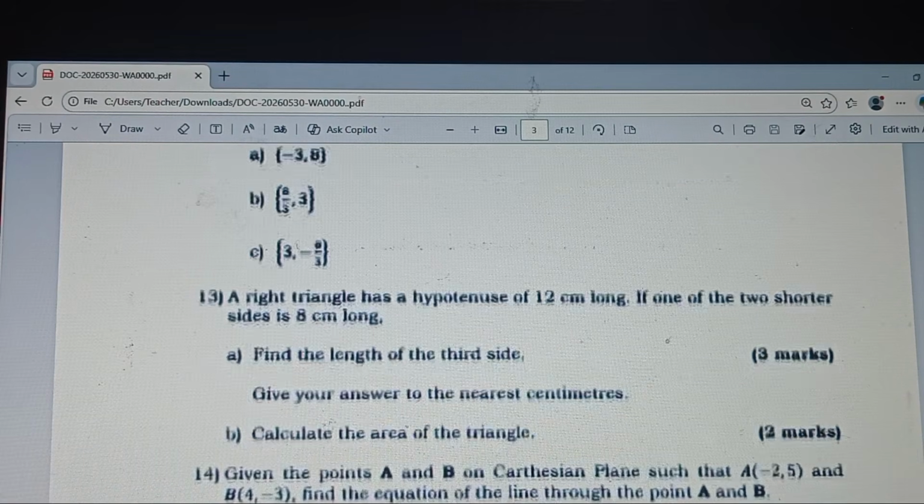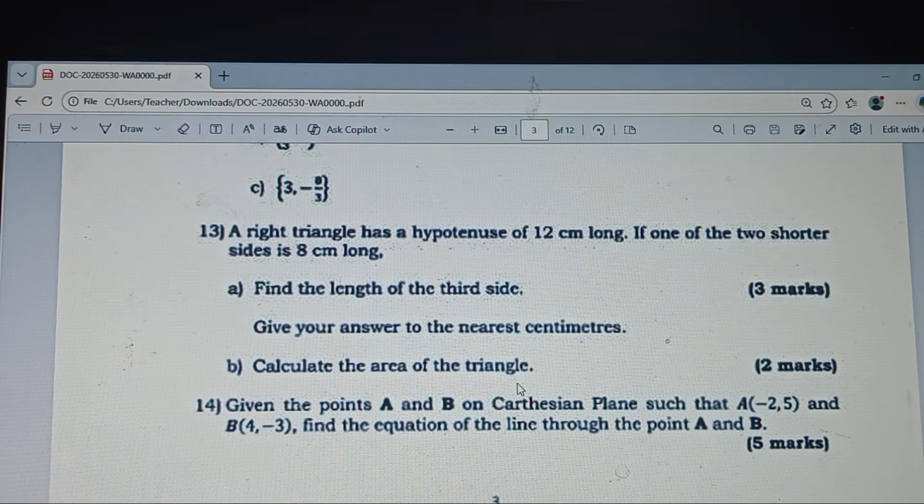Then you calculate the area of the triangle. The area of a triangle is base times height, over 2. You take that side, 8 centimeters, and the side you found, multiply them, then divide by 2, and you get the area.